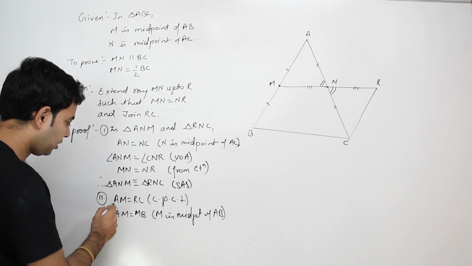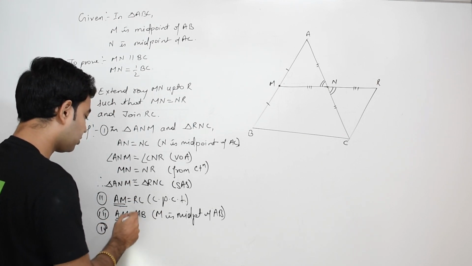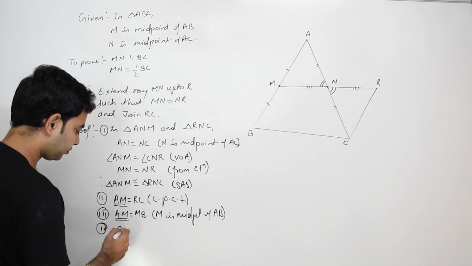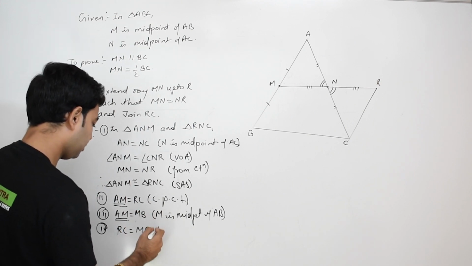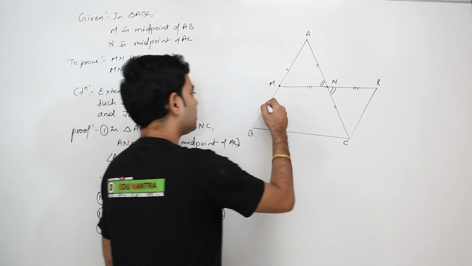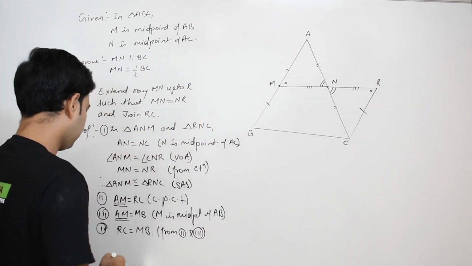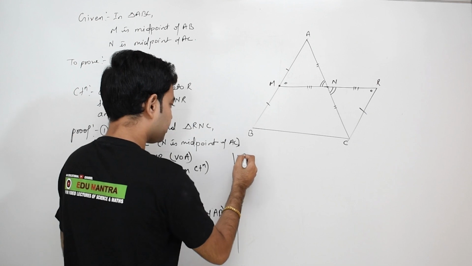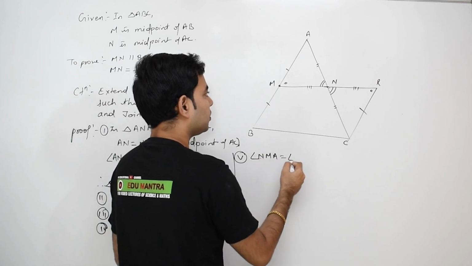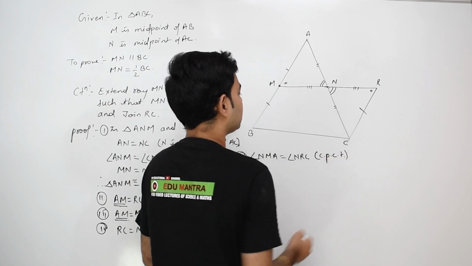So from 2 and 3, AM is equal to RC, AM is equal to MB. It means that both are equal to the same thing, so they are equal to one another. It means that RC is equal to MB from 2 and 3. Once this is equal to this, we know that this angle is equal to this angle. लिख लेते हैं हम फिफ्थ पॉइंट में, angle NMA is equal to angle NRC, corresponding parts of congruent triangles.